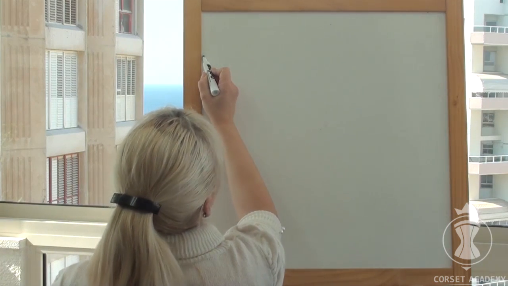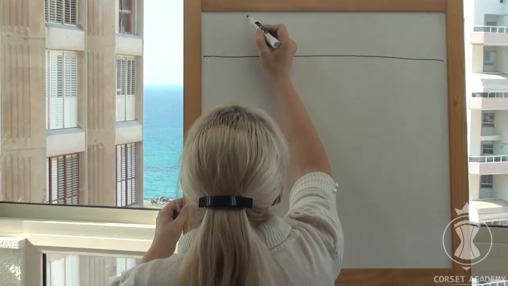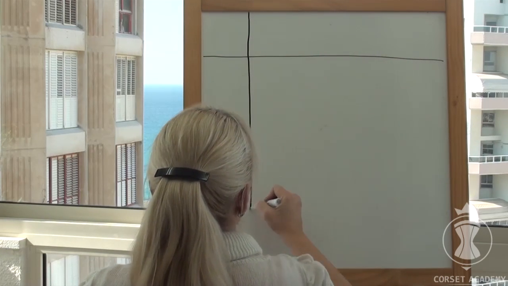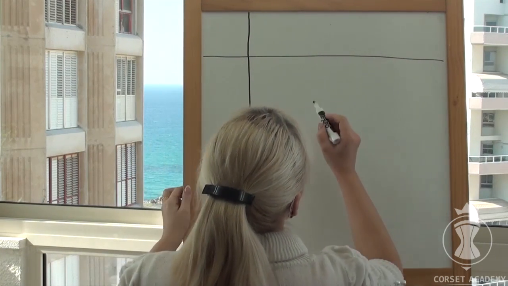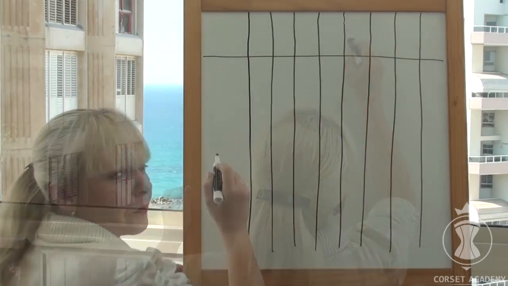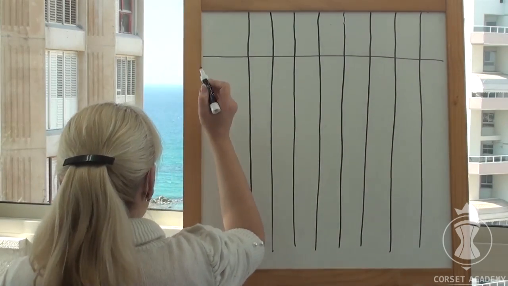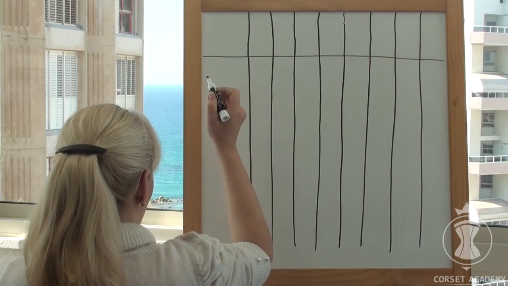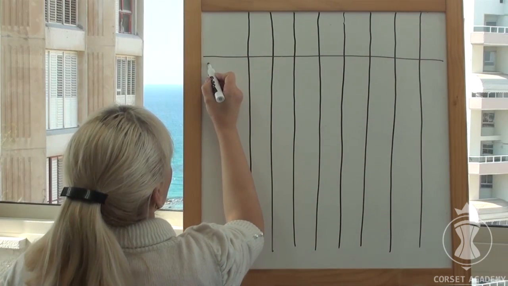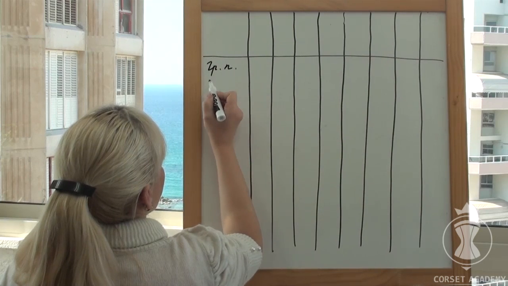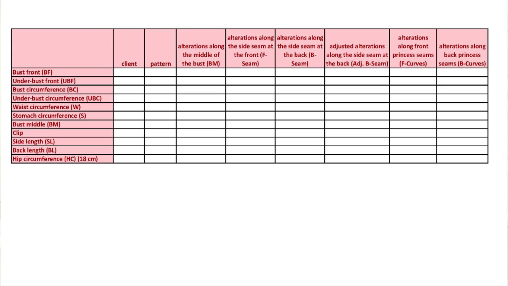Let me draw a table first. The first column lists the type of measurements, and I need 8 more columns for writing their values. I write all types of measurements I need to calculate into the first column. They are the following measurements: bust front, BF, under bust front, UBF, bust circumference, BC, under bust circumference, UBC, waist circumference, W, stomach circumference, S.